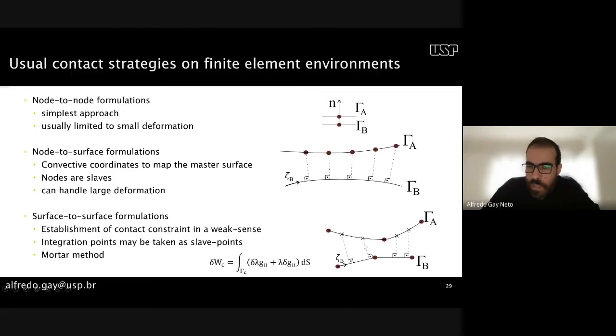You can evaluate the gap for each one, and then you can use some very clever and special strategies in order to establish, for example, this Lagrange multiplier field. And then you can define schemes like the mortar method. You can have a look at, for example, Alexander Popp's works, which are quite nice in this field. There's also an interesting implementation from Fischer and Wriggers. If you have a look at Professor Wriggers' book, there's a mention of this kind of strategy, and you can find some more details there.